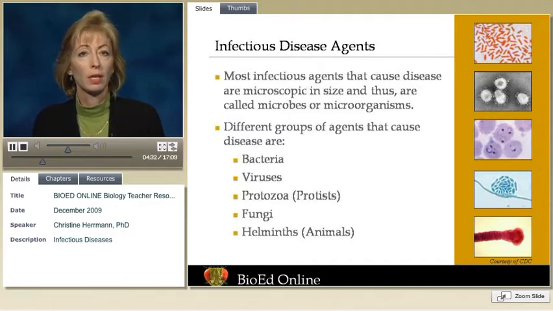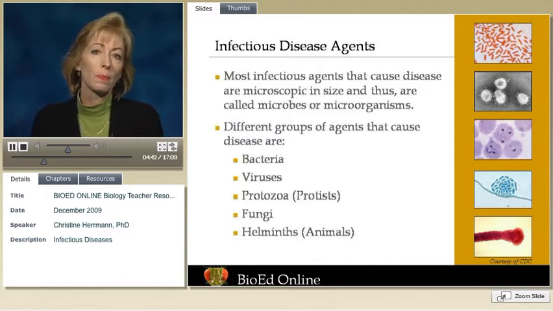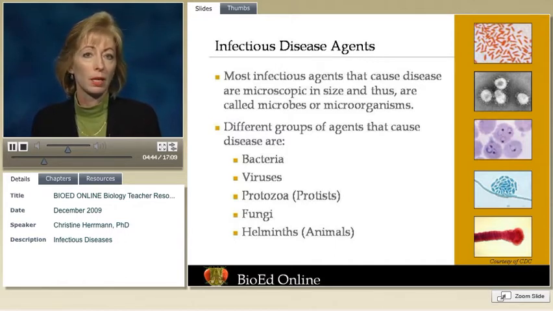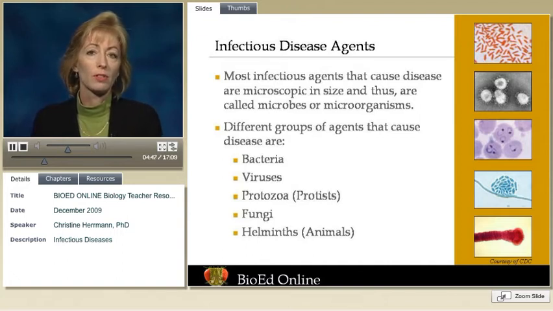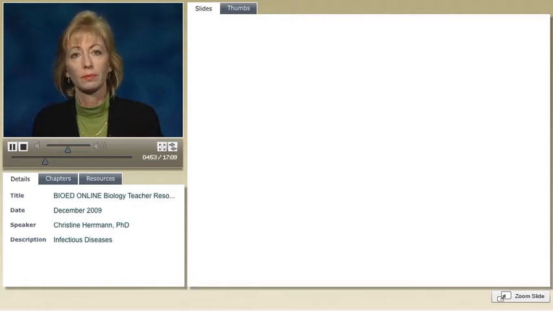There are different groups of microbes or infectious agents that cause disease. They are bacteria, which cause diseases such as strep throat, pneumonia, and tuberculosis; viruses, which cause the flu, AIDS, chickenpox, and other diseases; protozoa, a member of this group, causes malaria; fungi, which cause sinusitis and skin diseases; and helminths, a group that includes parasitic worms.